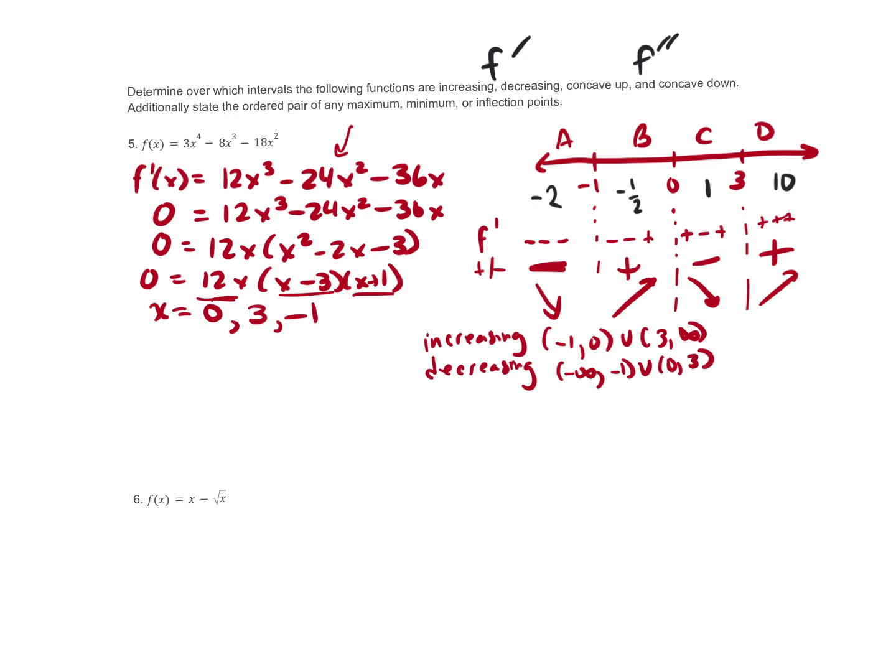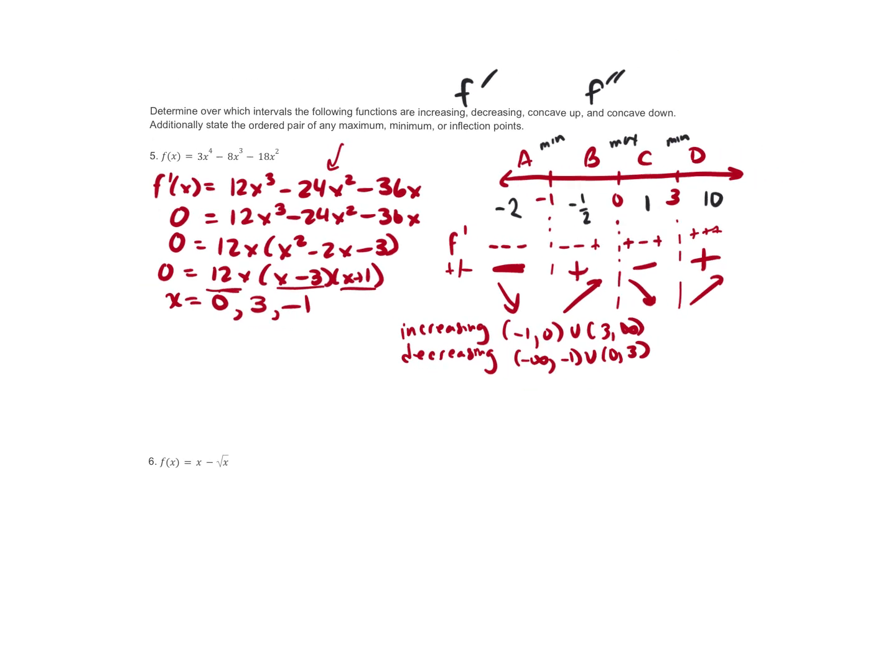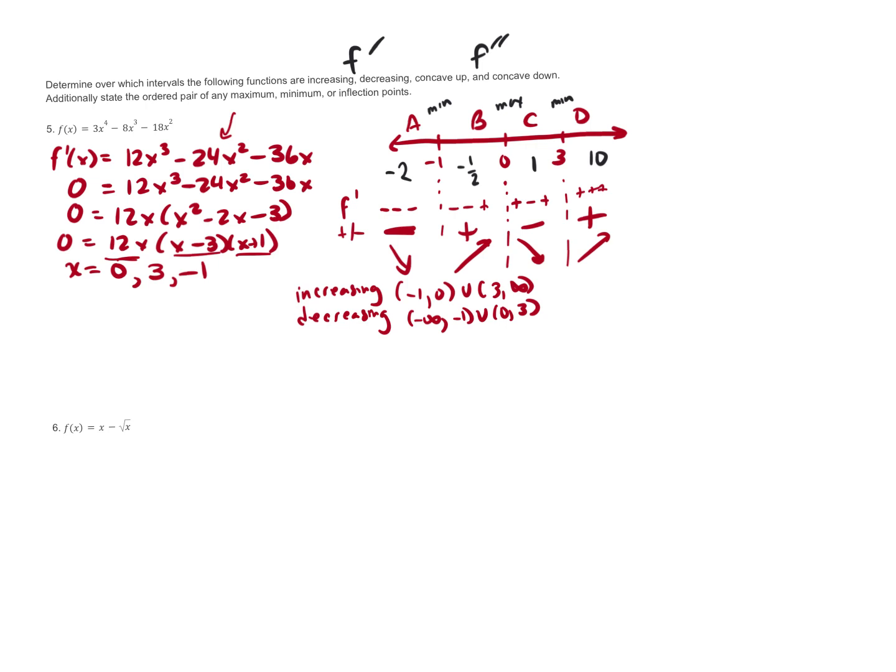So this also tells us where the mins and maxes are, because obviously if it's going from down to up, this is going to occur at a min. If it's going from up to down, it's a max, and same thing over here, it's a min. So if I want to finish this up and find the maxes and mins, the mins are going to be at negative 1 and at 3, and the max is going to be at 0.